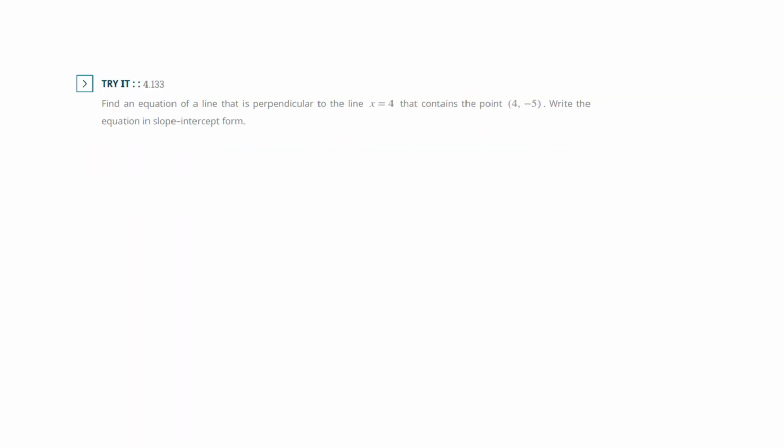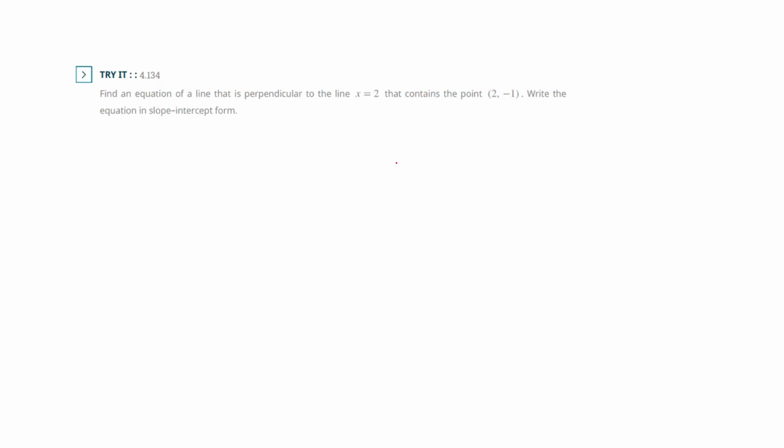Okay, I bet you can see where this is going. Perpendicular line would be a y line. I just need the y coordinate. Make sense?